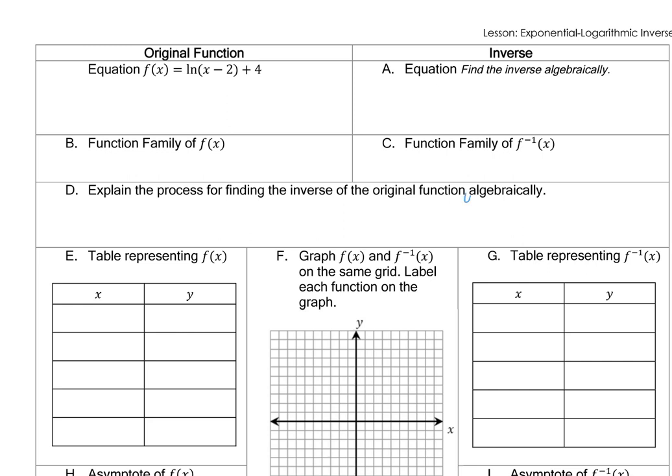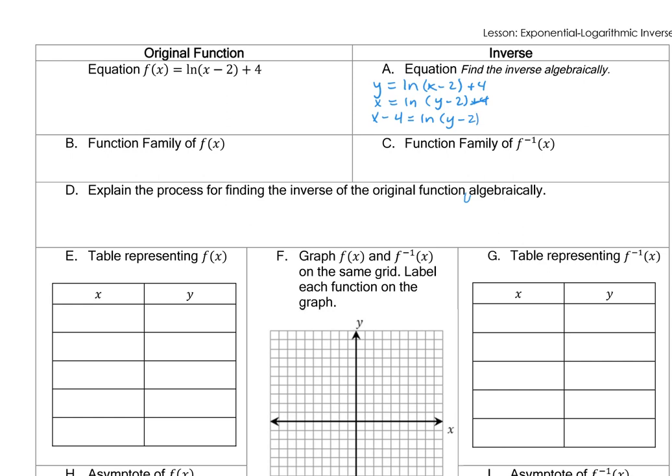So first of all, we need to go ahead and rewrite with y. So we got y is natural log of x minus 2 plus 4. And then we're going to switch our x and our y. And then we need to solve for y. So we're going to go ahead and subtract 4. And now we have the log isolated.